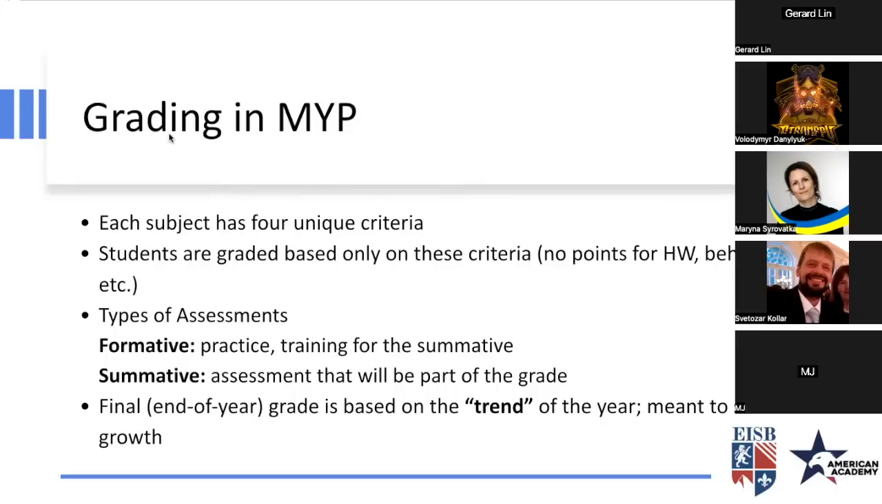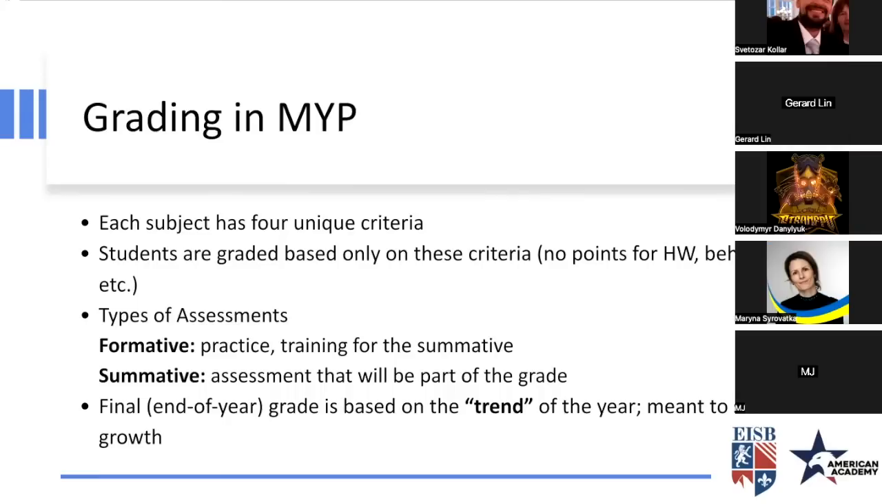Thanks. So grading: each subject has 4 criteria, and we, the teachers, are grading the 4 criteria. So it's all about a holistic approach to understand what the skills of the students are. I'll talk about the criteria a little later. And we have 2 types of assessments, formative and summative. Formatives come from forming their skills and forming their knowledge. And then we have a summative at the end of the unit.